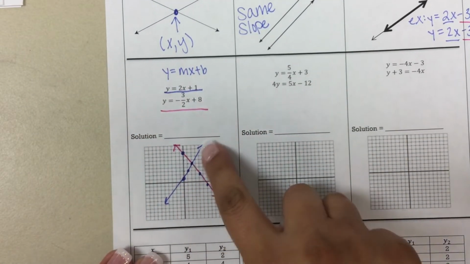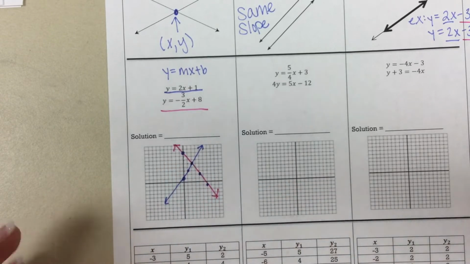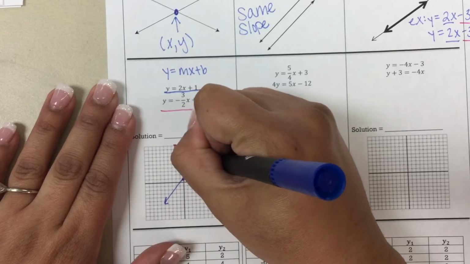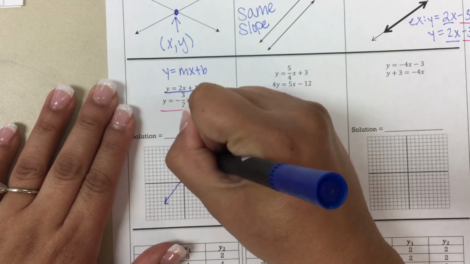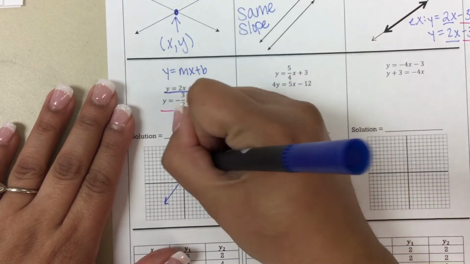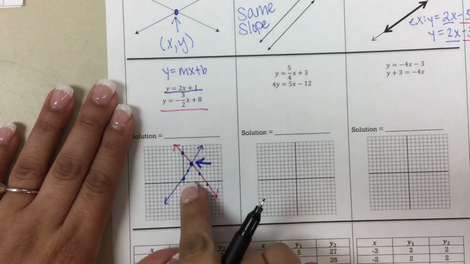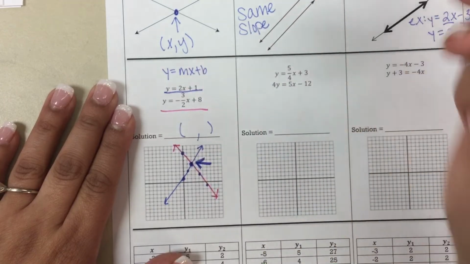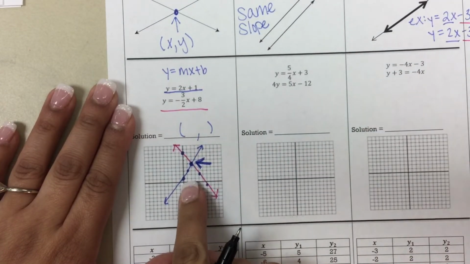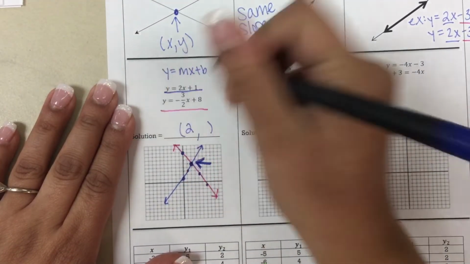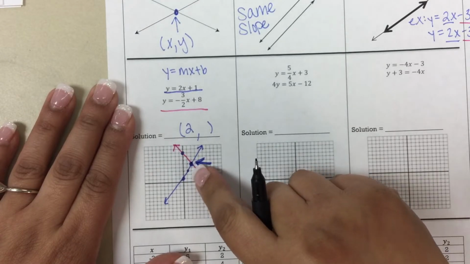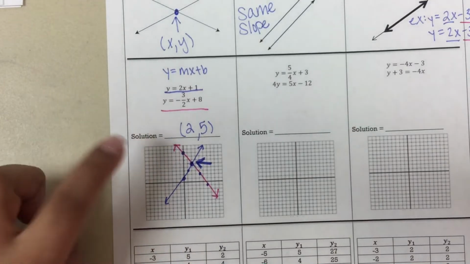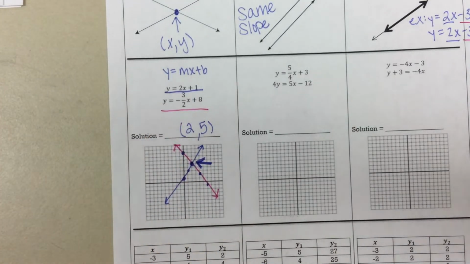Okay, so there's my first line, there's my second line. We're looking for that point of intersection, which is right there. Okay, so this point right here is at, sorry, there's my solution. I'm going to go to the right 2, and I go up 1, 2, 3, 4, 5. So my solution for this equation is at 2, 5.